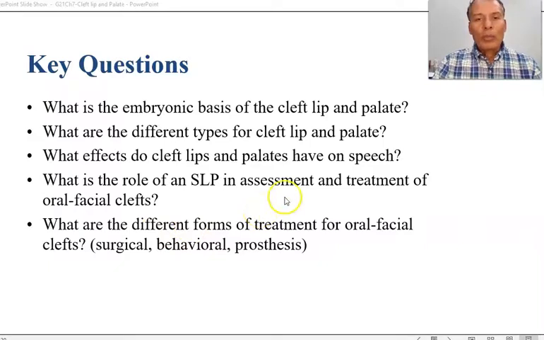And then we'll speak about surgical management, about speech and language intervention, and also the consequences of cleft lip and palate on the individual's life in various aspects from birth throughout adulthood.